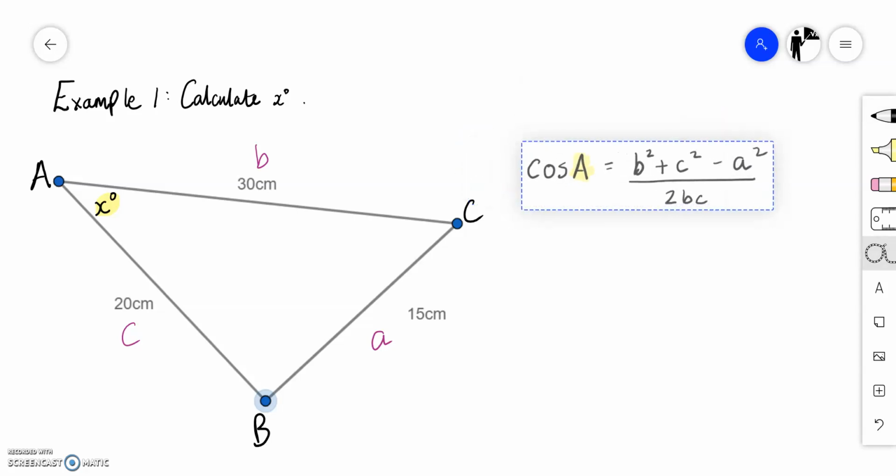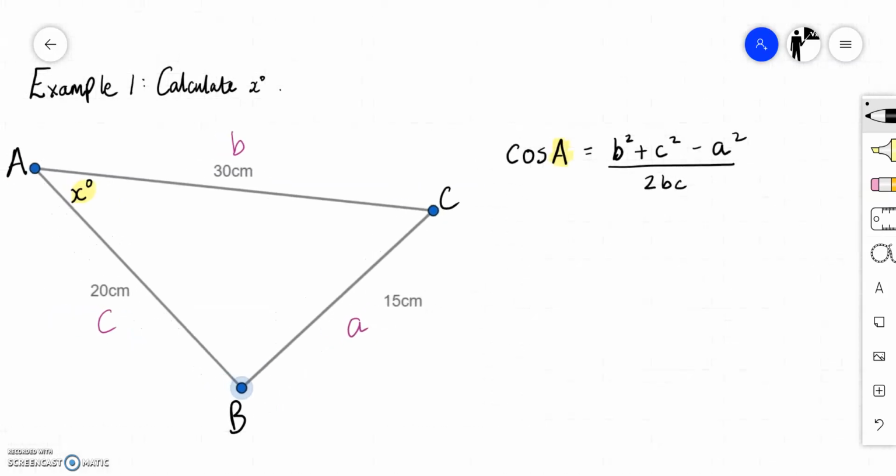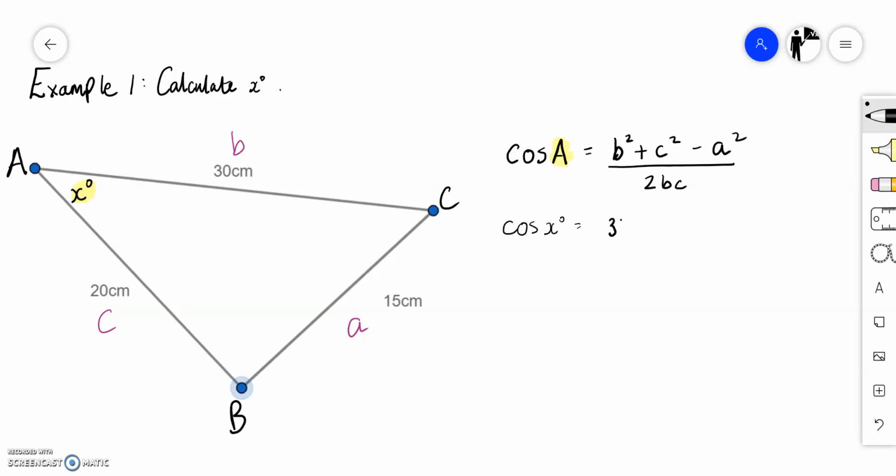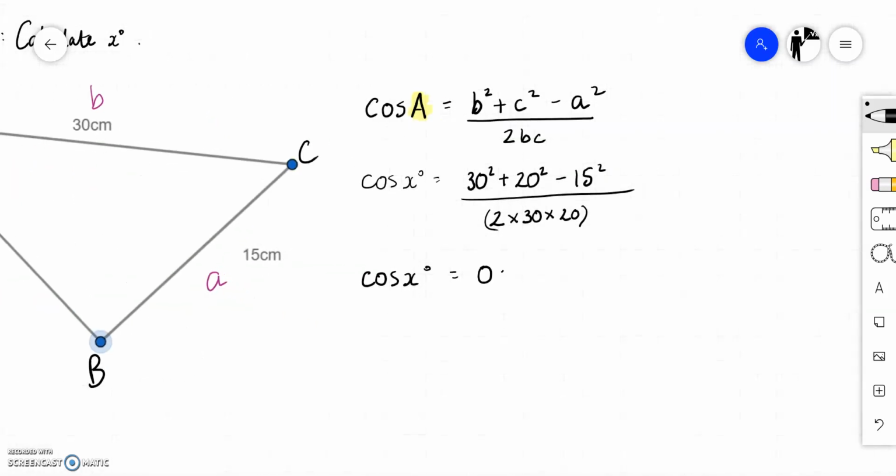And then from here, it's just a case of more or less substituting into our formula. I'm just going to move this over a little bit so I've got more space. There we go. So we're going to have cos x degrees is equal to 30 squared plus 20 squared subtract 15 squared over 2 times 30 times 20. Now I usually put that in a bracket as well. Okay, when we work through this, we're going to type the right hand side into our calculator. If we've done this properly, we should get a number that is 0 point something.